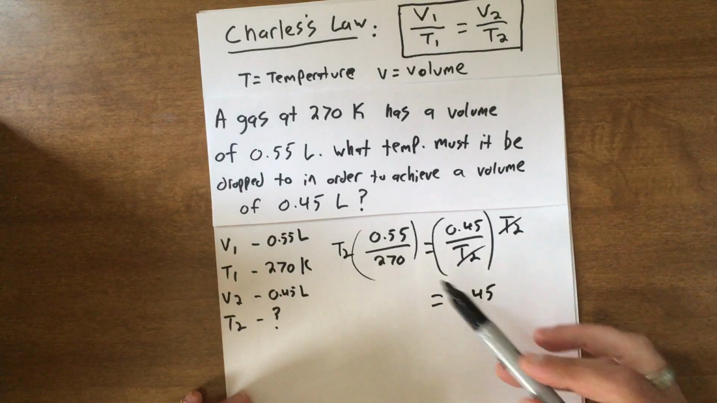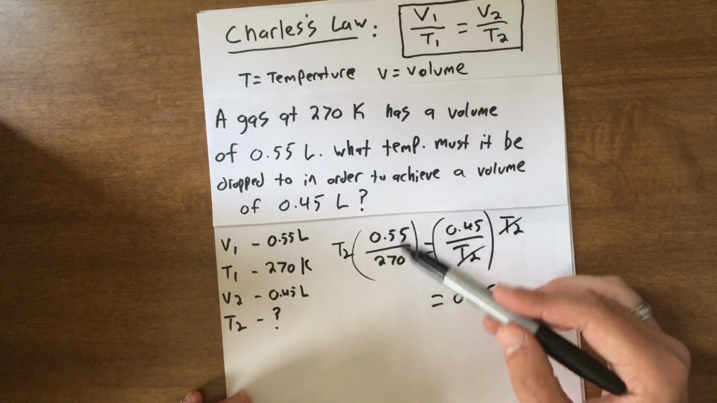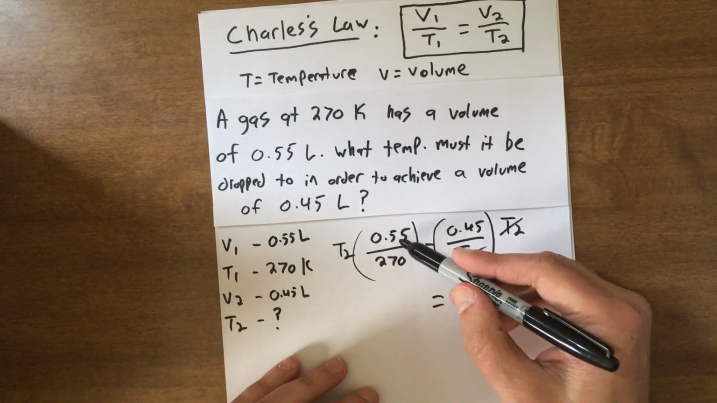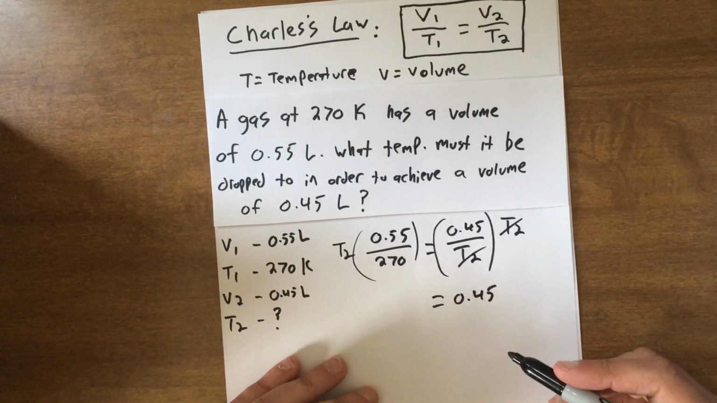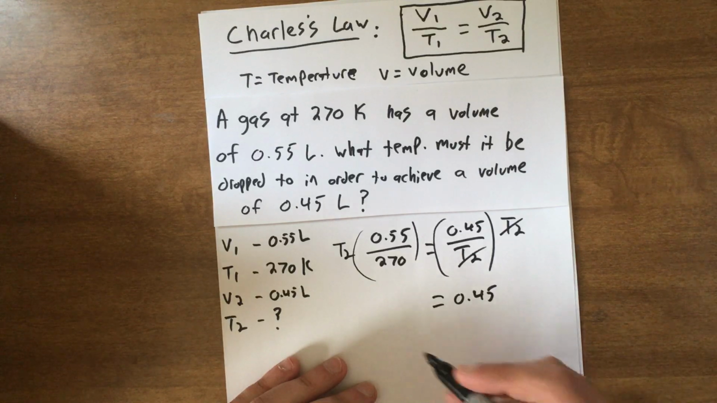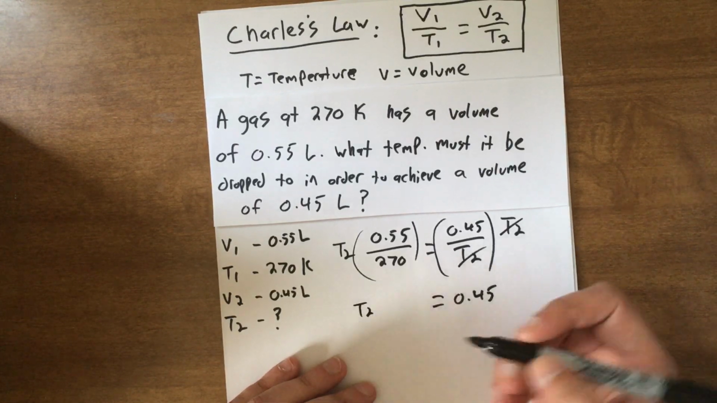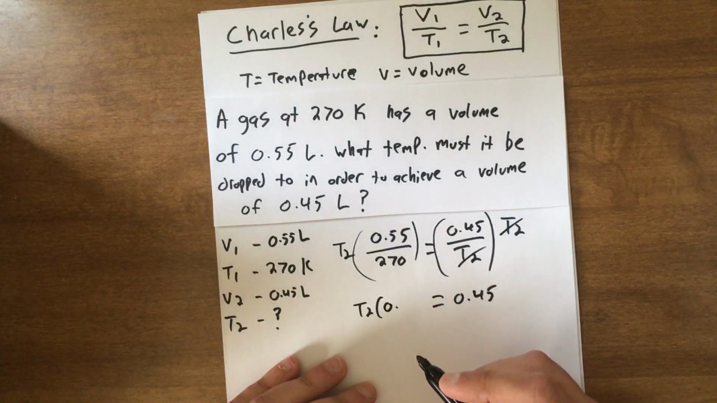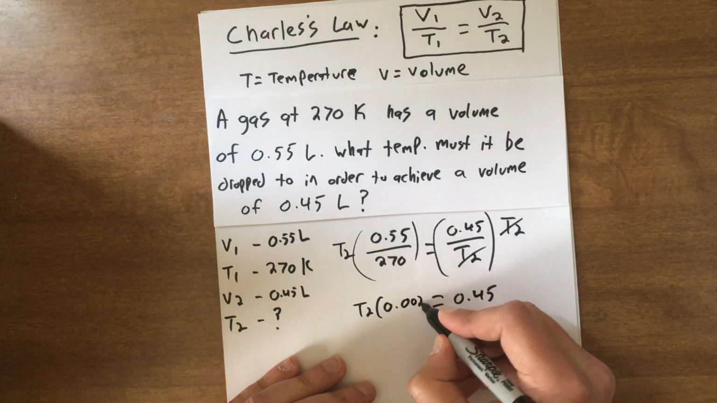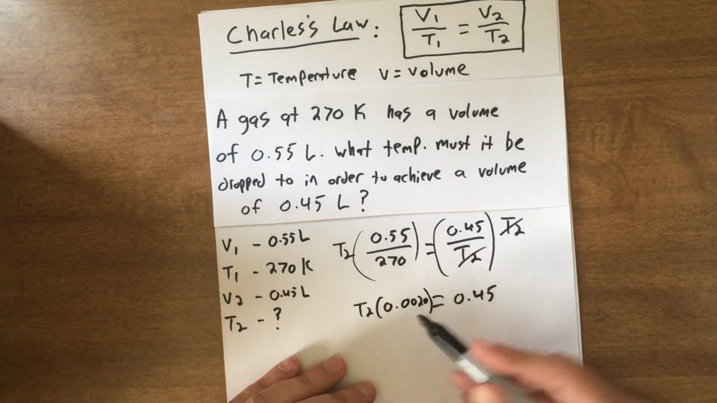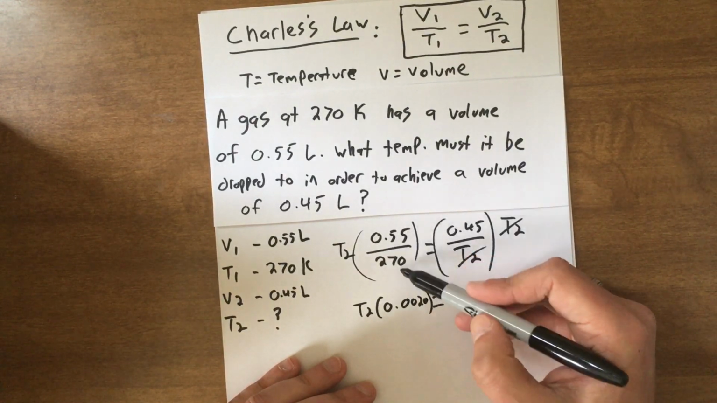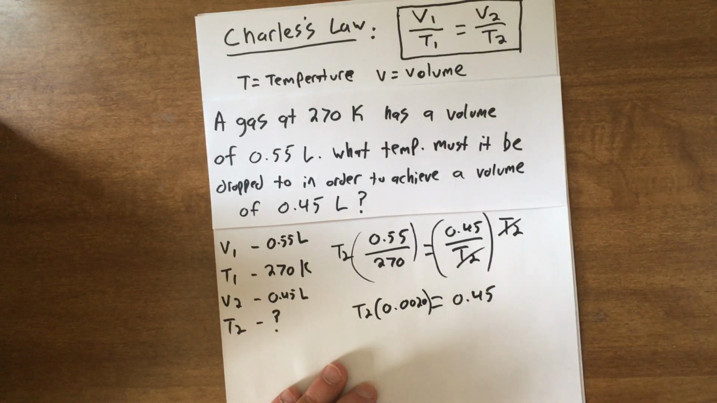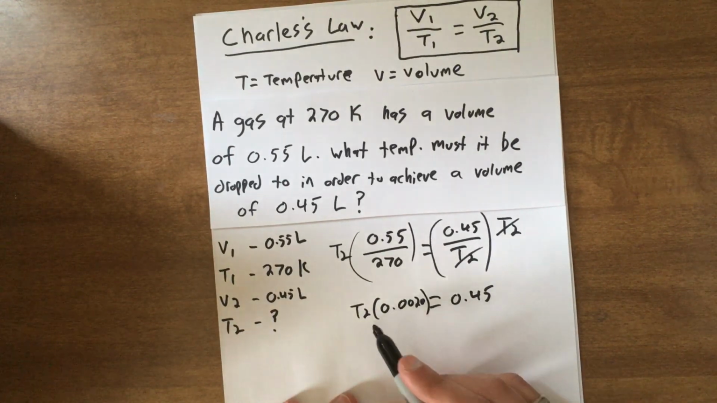And you can simplify this in the middle if you want to. You don't necessarily have to. If you do that, you go 0.55 divided by 270, and it's going to come out to be a pretty small decimal. So what you would get is T2 times 0.0020. Okay, so that number is just this simplified 0.55 divided by 270. And once you get to this step, that's a lot easier, all right? Because we're almost done now.